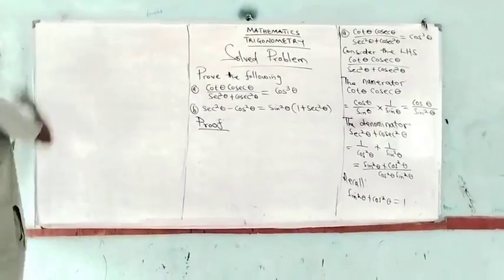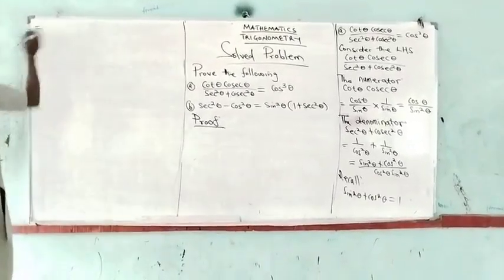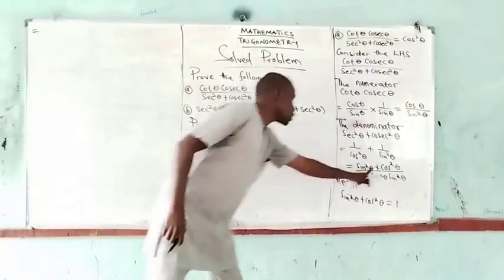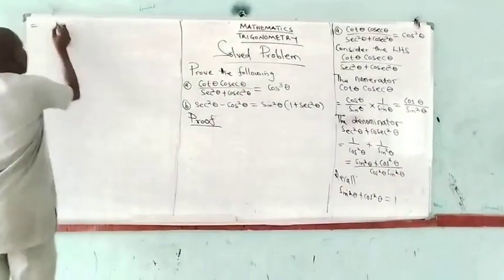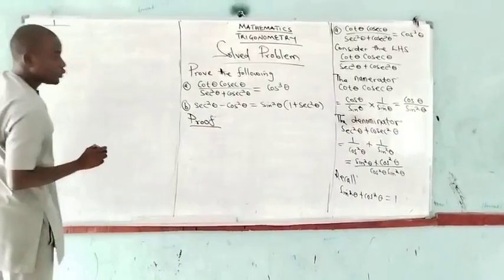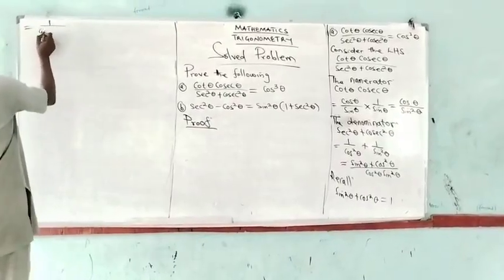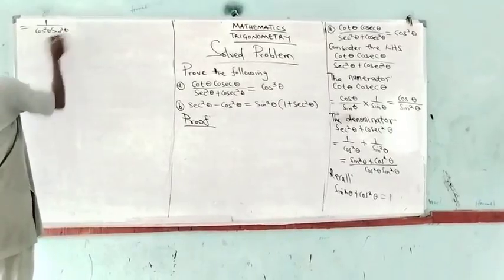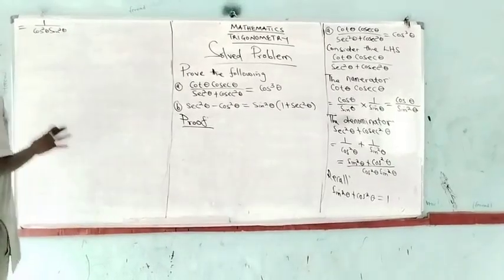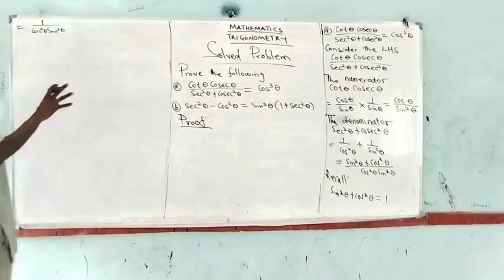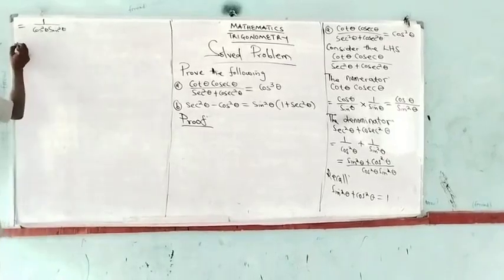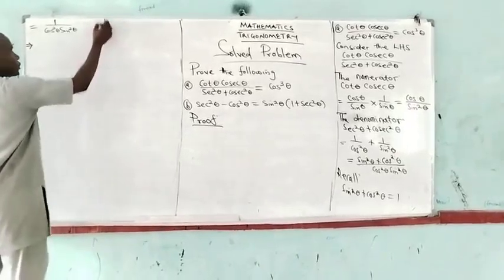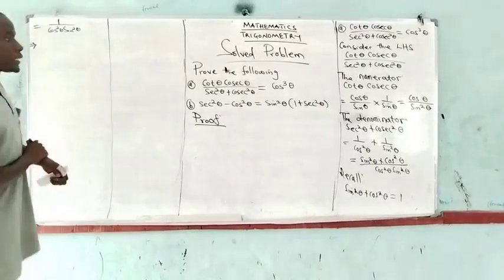So our denominator is equal to what? Instead of sine square plus cos square, what are we going to write? 1 divided by cos square theta sine square theta. So this is the simplified form of our denominator. So this implies that, let me use this, this implies that what?